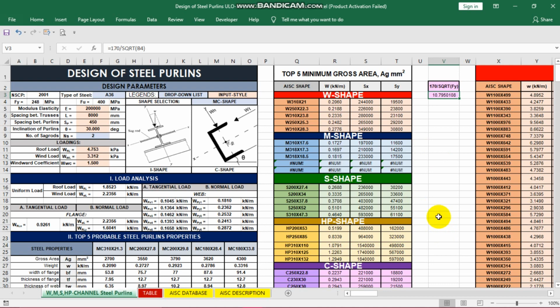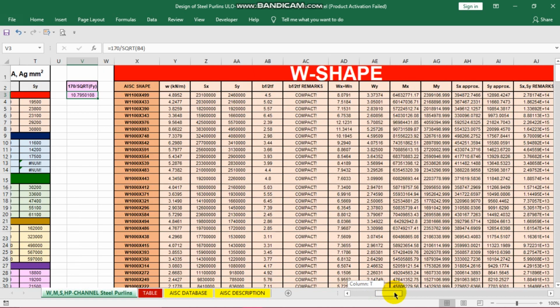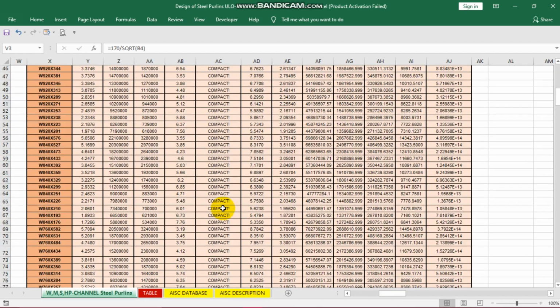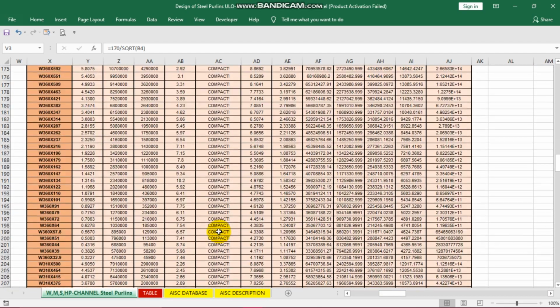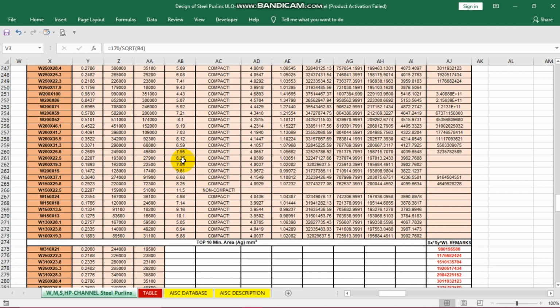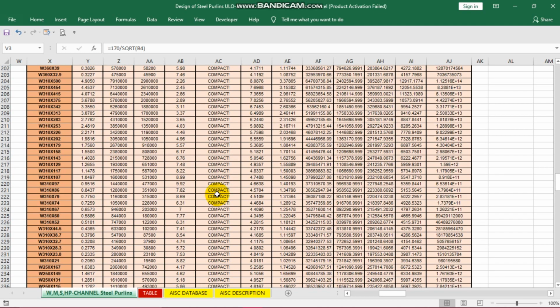So, the goal here is that my BF over 2TF should be less than 10.795. I first got the value of BF over 2TF. All of them here are compact. There is only one non-compact because it exceeded 10.795. So, it is the only one that is non-compact.